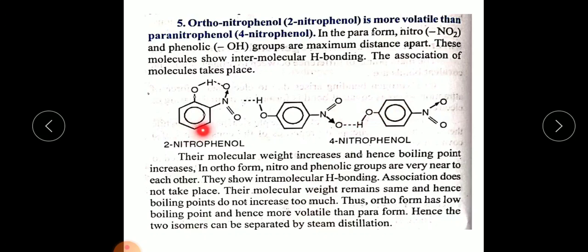Whereas in the case of 2-nitrophenol, what will happen? It will form an intramolecular hydrogen bond within the same molecule. So it is not able to form a long chain. The molecular weight does not increase, so the boiling point decreases. So it becomes more volatile.